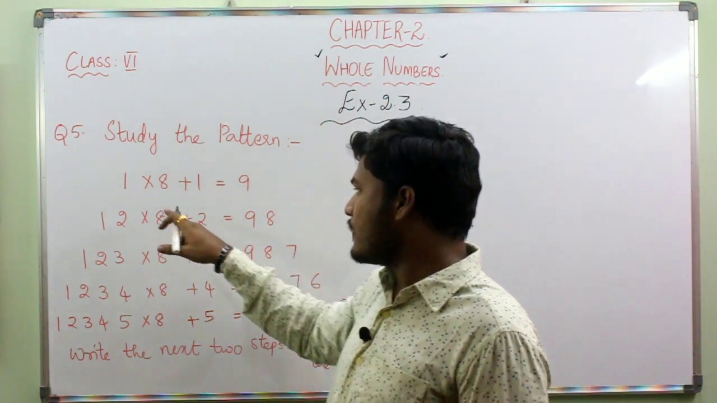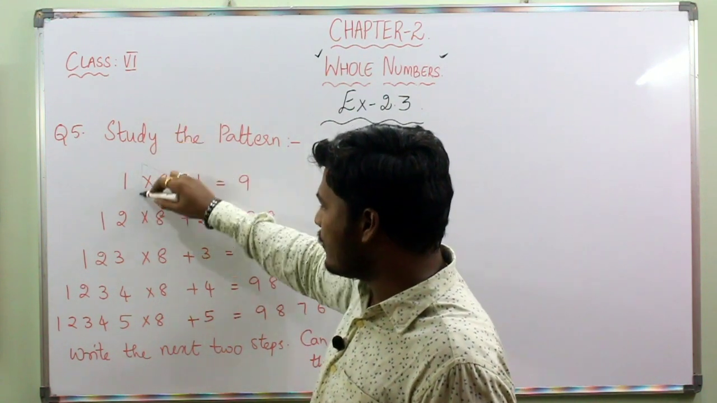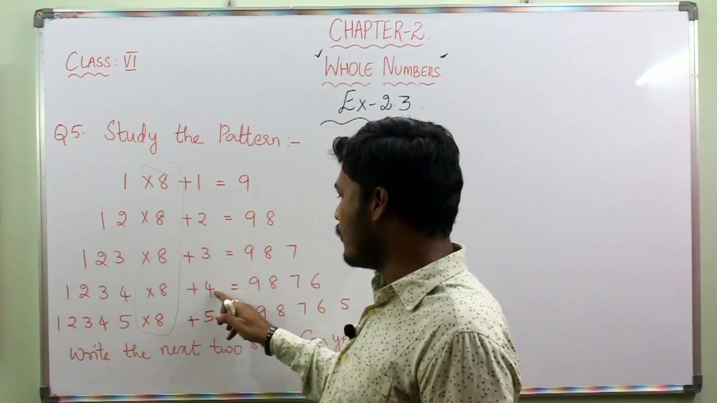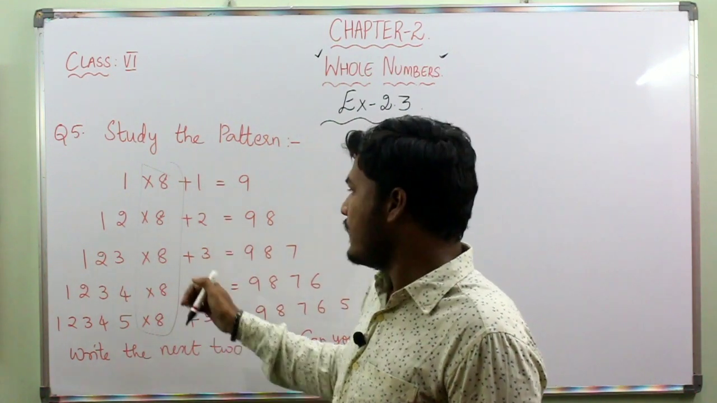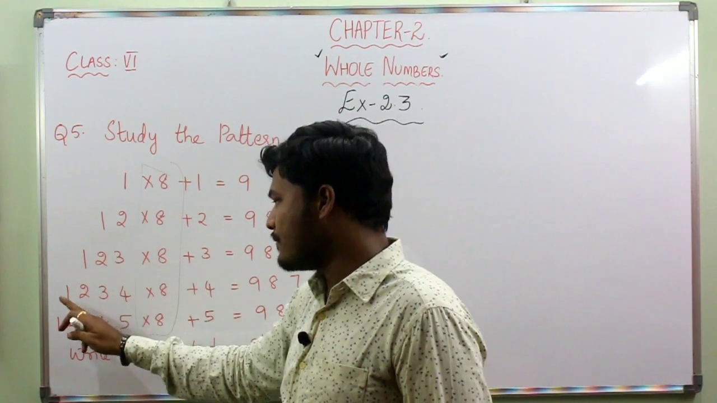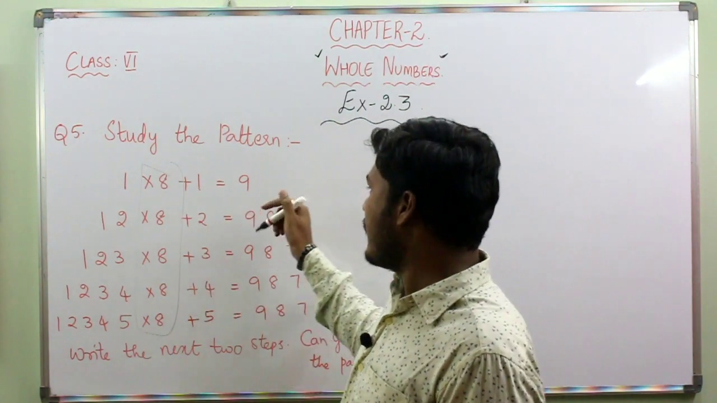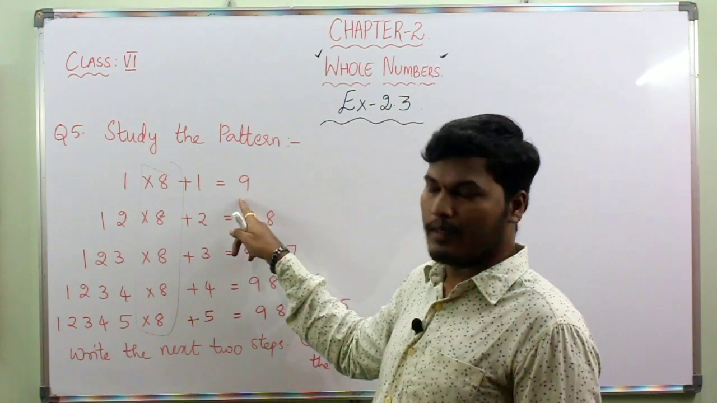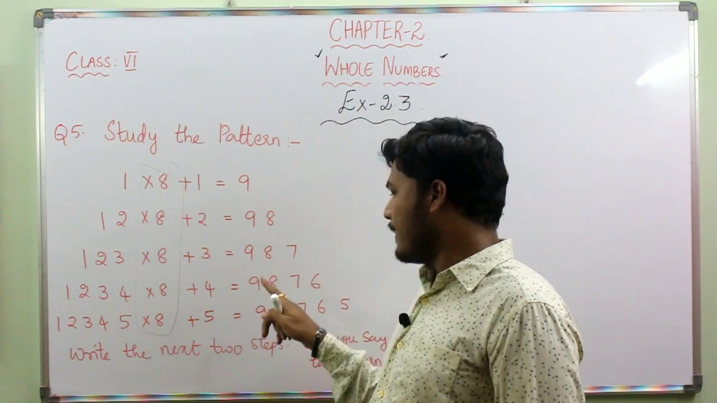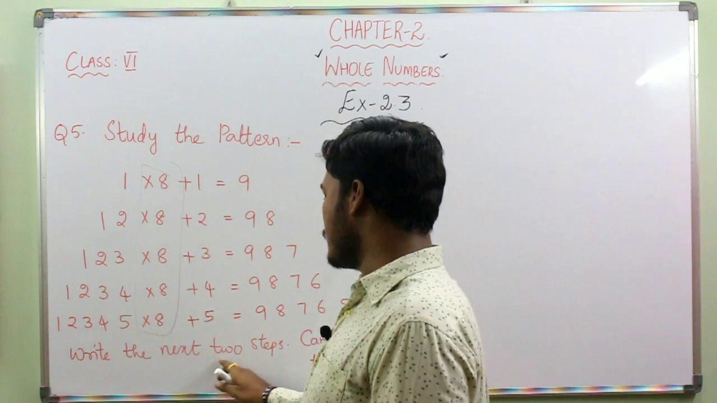So here if you observe, the 1 I have, and this into 8 is remaining constant, right? And here 1 2 3 4 5 are being added up, right? Here what you can see is 1, then 1 2, then 1 2 3, next 1 2 3 4, next 1 2 3 4 5. Whereas here, if you see, 9 is the first one, then 9 with its preceding number, 987, 9876, 98765. So write the next two steps.